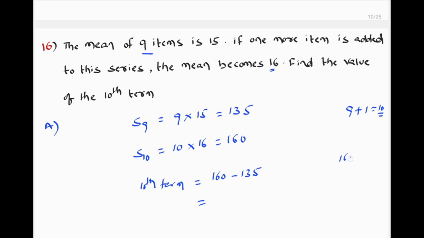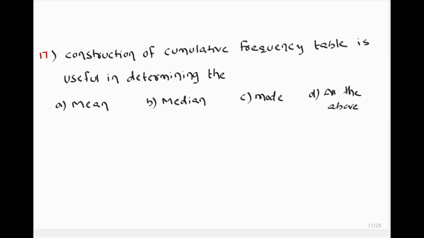So 160 minus 135, so 25 is the answer. Next question: cumulative frequency is used in finding the mean or median or mode or all the above? So cumulative frequencies are used in median.